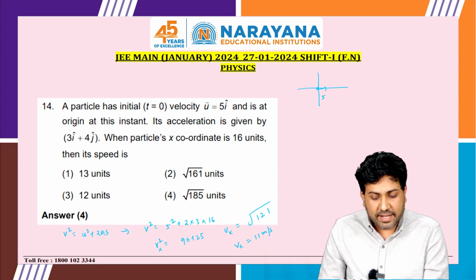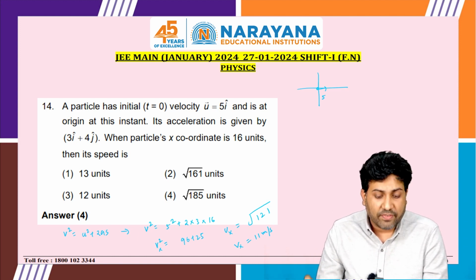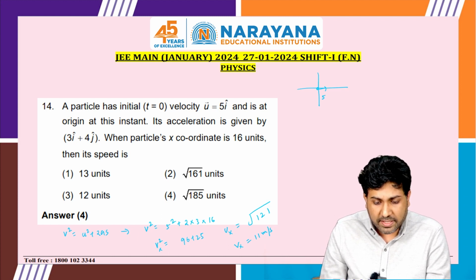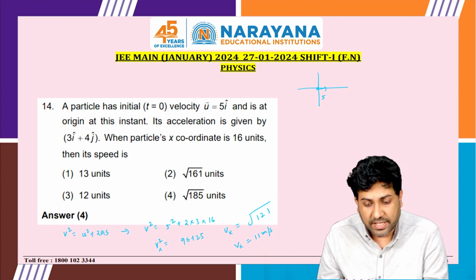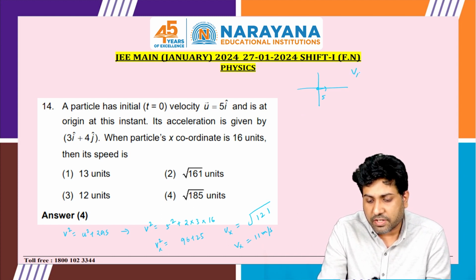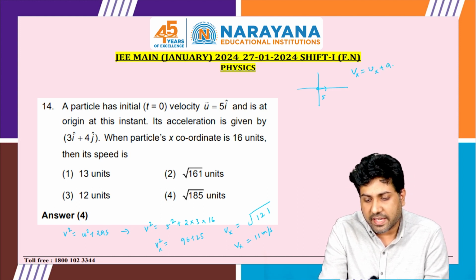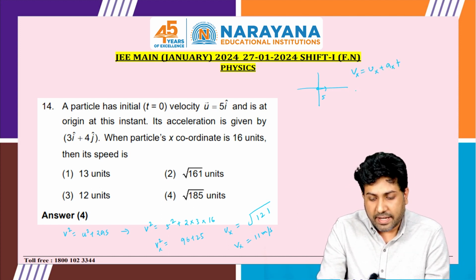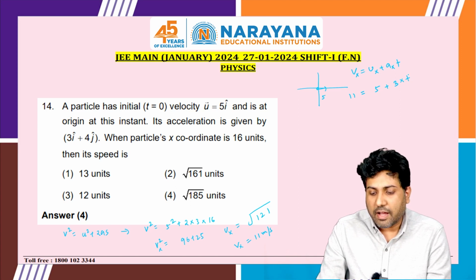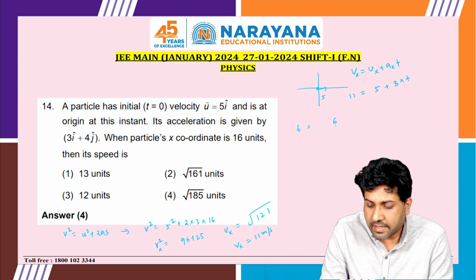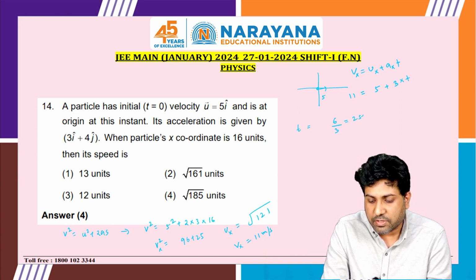Once I get the speed in the x direction, now I also have to find the speed in the y direction. Now to find the speed in the y direction, actually first I need the time when the x coordinate became 16. So for that I might use this relation Vx is equal to ux plus axt. So I will get final velocity is 11 in the x direction. The initial velocity is 5 and the acceleration is 3 into time. So I will get the time as 11 minus 5 is 6 divided by 3. That means the time is 2 seconds.